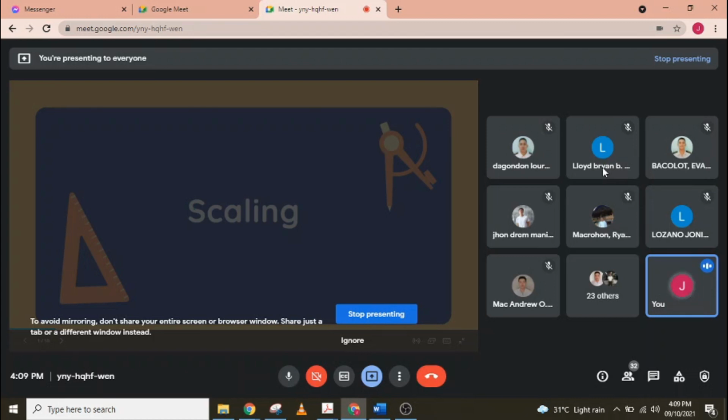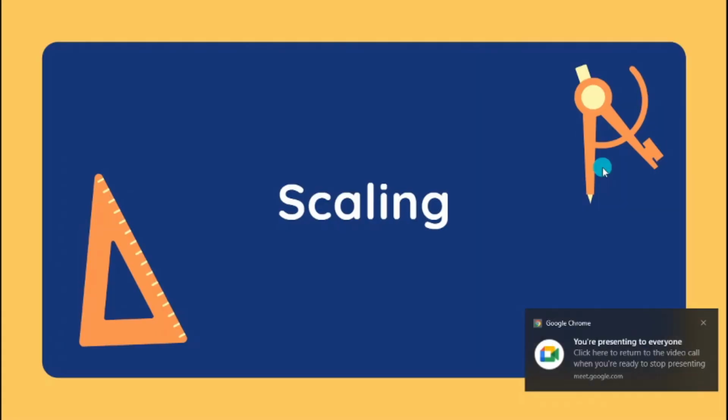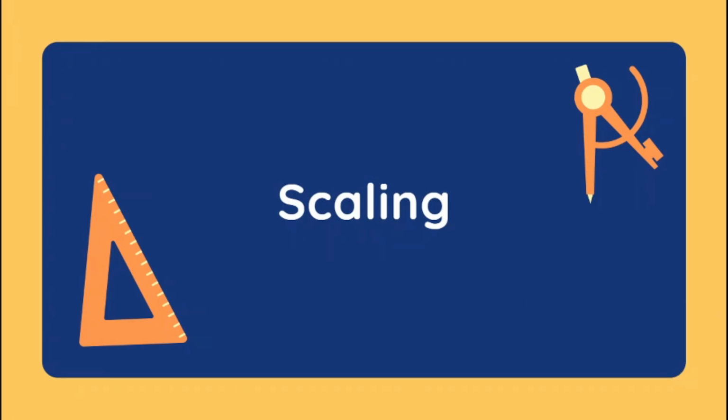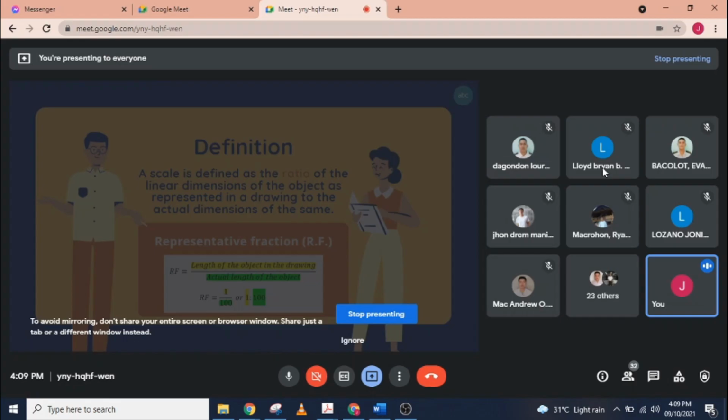So those are your ideas, class, now about scaling. Again, let's try to check. Okay, so we'll start, class. Let's start the discussion with what is scaling all about, or what is the definition of scaling? Okay, when we say scaling, what does it mean? Okay. So for the definition, can anybody read the description? Opo, sir. Sige, go ahead, Nanas.